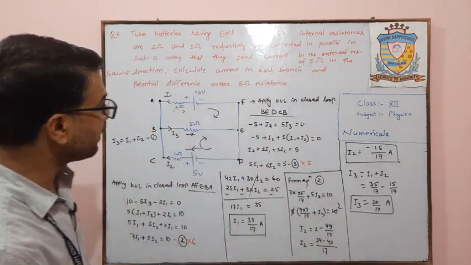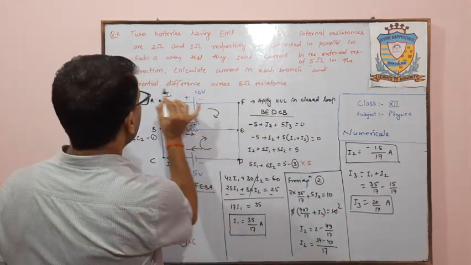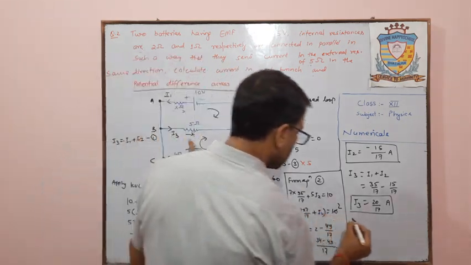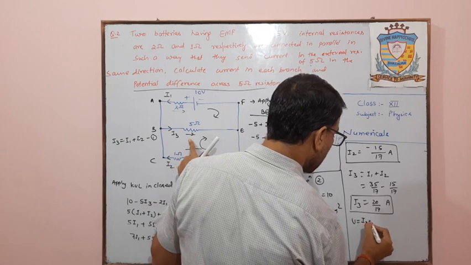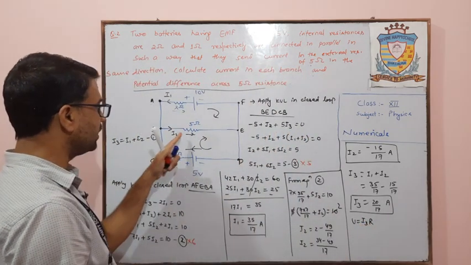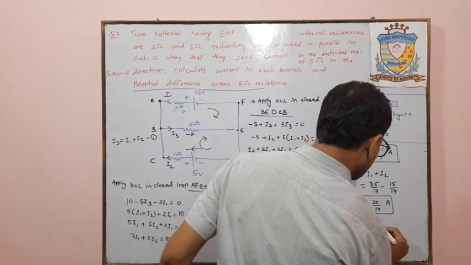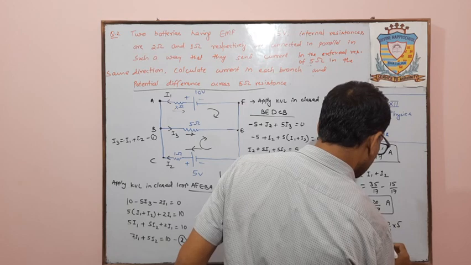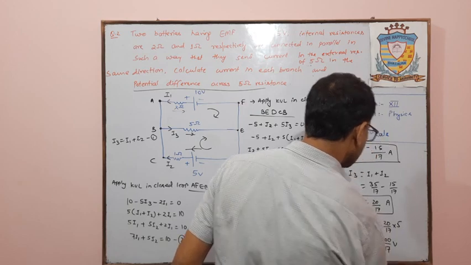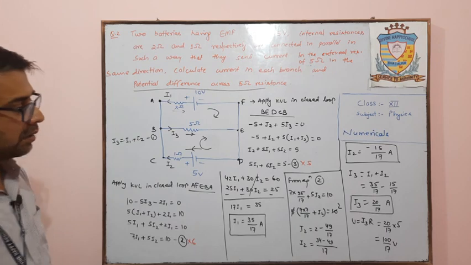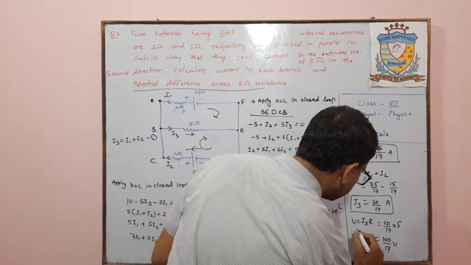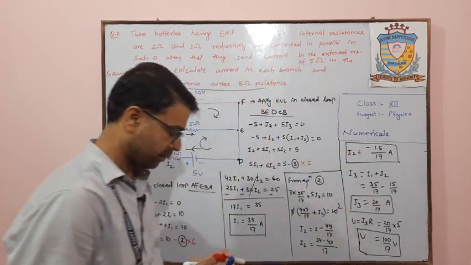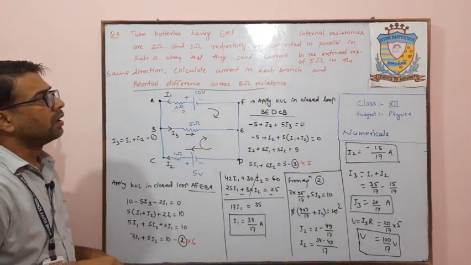Okay, next what we have to calculate is the potential difference across the 5 ohm resistor. We know that V is equal to I3 into R, because the current in this branch is I3. So 20 by 17 into 5, which is equal to 100 by 17 volt. So this is the solution of this numerical.